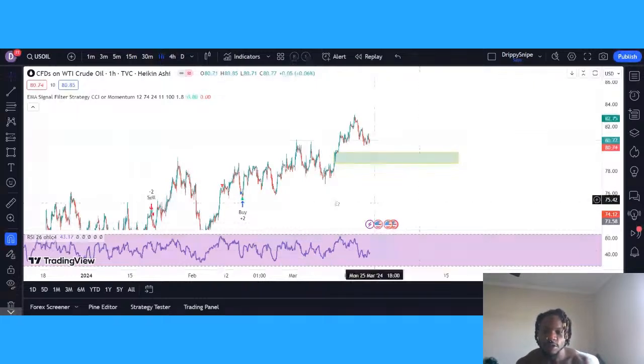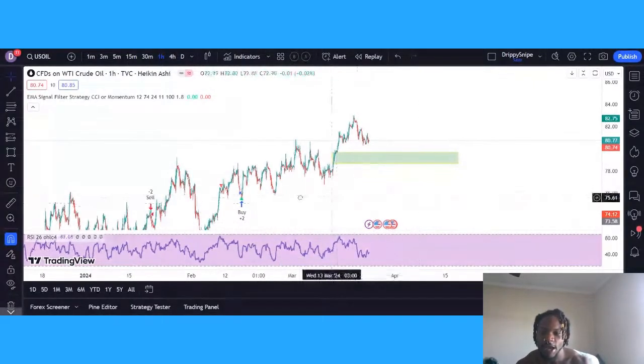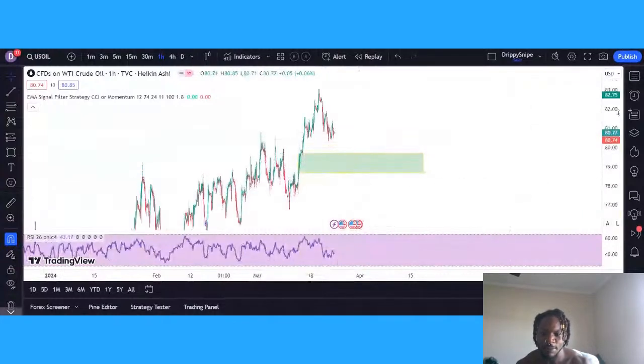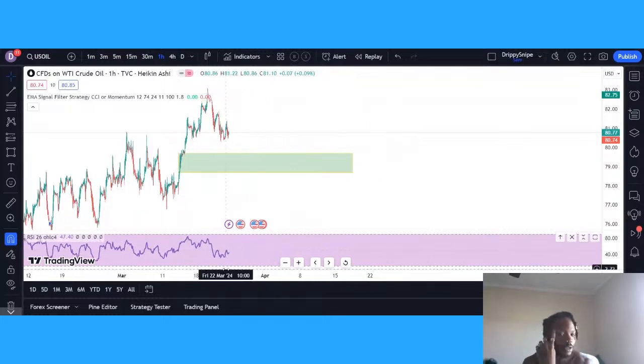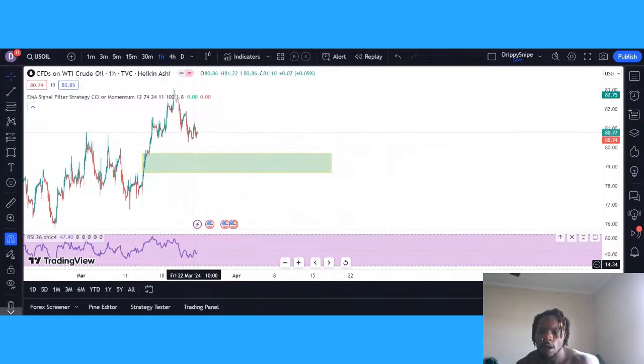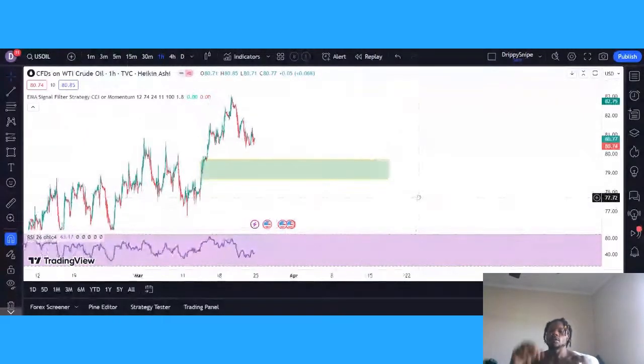U.S. oil is gonna head for that box I already have marked. I think I marked that last week, or no, I think I marked that during the midweek. No, no, no, that was last week. Yeah, it was last Sunday. I marked that. Got this old retail looking head and shoulders formation going on.